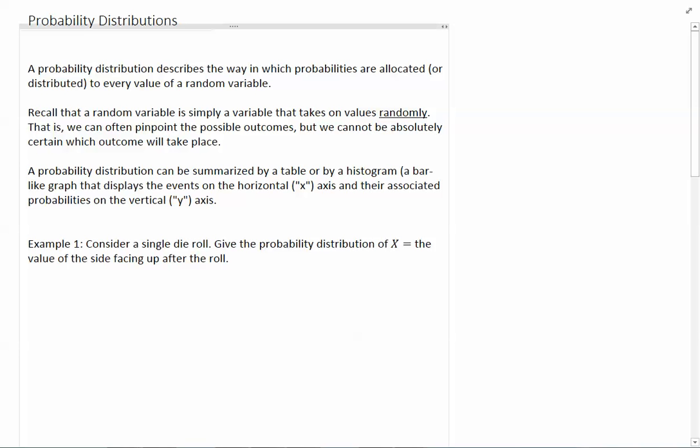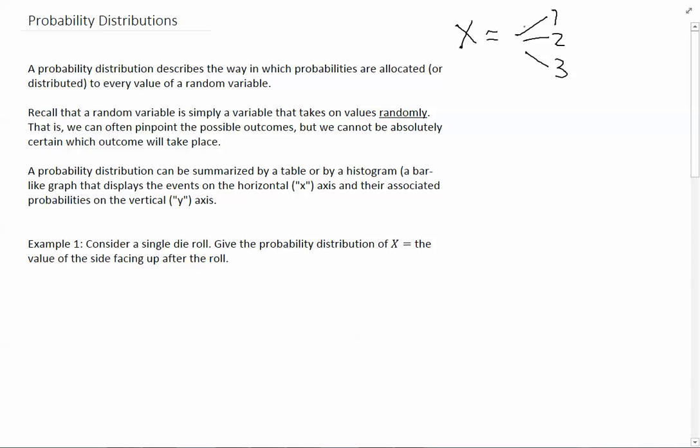When I think about this definition, what occurs to me is something very visual. Let's just say I have a random variable x, and the value can take on one of three possibilities. Now, what is a random variable? You can't just ignore the word random. It literally implies that the variable takes on values randomly. That is, we can often pinpoint the possible outcomes. We know maybe what values x can take on, but we cannot be absolutely certain which outcome will take place.